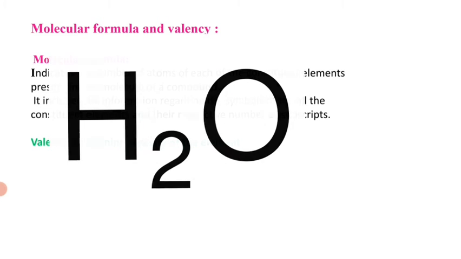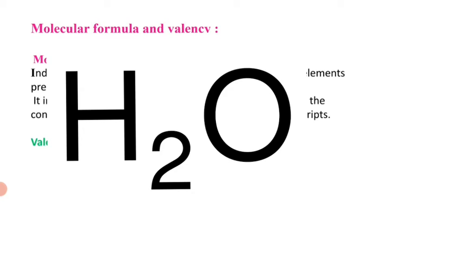For example, if you take the molecular formula of water, it is H2O. So this formula indicates which elements and how many atoms of hydrogen and oxygen are present in water. From the formula H2O, we understand that there are two atoms of hydrogen and one atom of oxygen. The number 2, which is written at the side of H, shows that there are two atoms of hydrogen. 2 is a subscript.